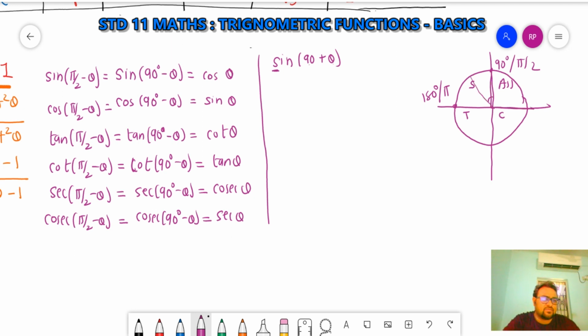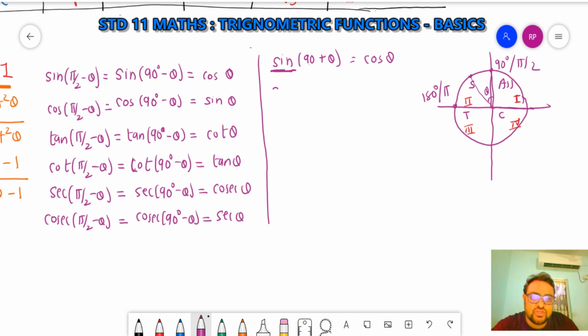Let's say there is some angle theta. So this is 90 plus theta. Which quadrant? Second quadrant. This is first quadrant, this is second quadrant, third quadrant, and fourth quadrant. Now you see that in the first and second quadrants, sine is positive, right? So what was our answer when there is a 90 degree shift? It gets converted to cos. So cos theta. And as sine is positive in the second quadrant, this will be plus.